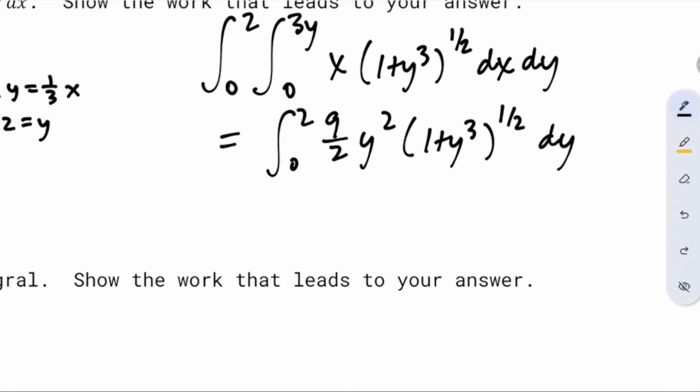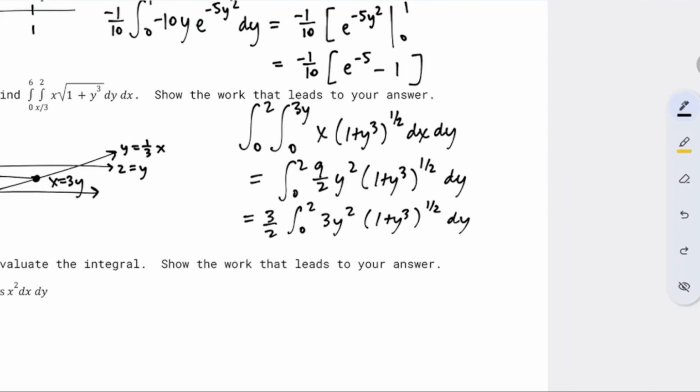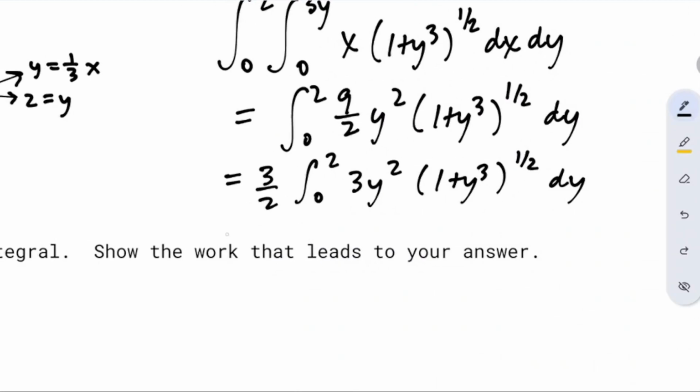Looking more closely at this, that's going to be 3/2 of the integral from 0 to 2 of 3y squared times the square root of 1 plus y cubed, which is what I'm more interested in. That's something I can figure out. That's a chain rule derivative. I have no more room, so I'm going to spill over into the next one.